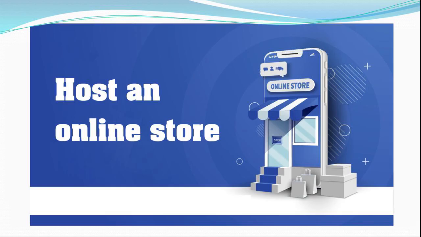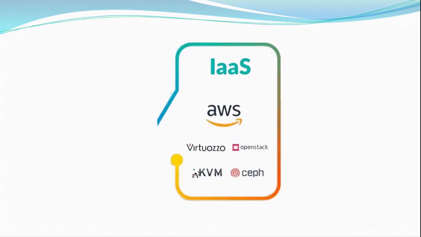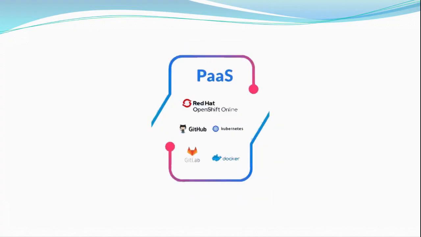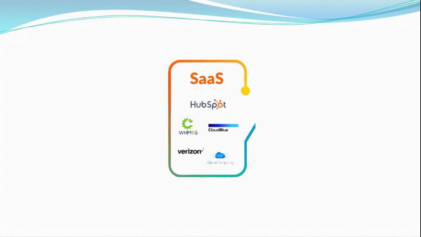Imagine you're hosting an online store. With IaaS, you'd rent cloud servers, set up your own operating system, install e-commerce software, and manage everything yourself. With PaaS, you'd use a platform that provides the environment to build and deploy your online store without worrying about the infrastructure. With SaaS, you'd simply subscribe to an e-commerce service like Shopify and have your store ready to go with minimal effort.